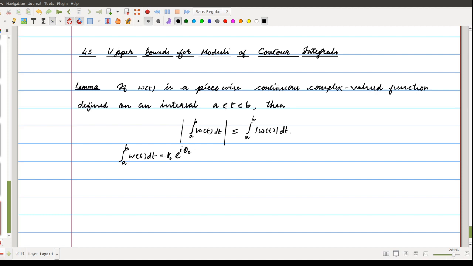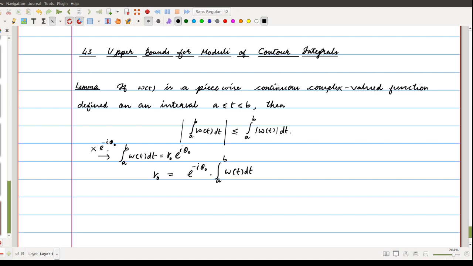Suppose this is a complex number, then the modulus, the left hand side, represents r naught, that is the modulus of this integral. So we need to prove that this r naught is always less than or equal to this quantity. First we write what r naught is. r naught is the modulus of that integral, and we can obtain r naught from this equation by multiplying both sides by e to the power minus i theta naught, that is, e to the power minus i theta naught times the integral from a to b of omega of t dt.